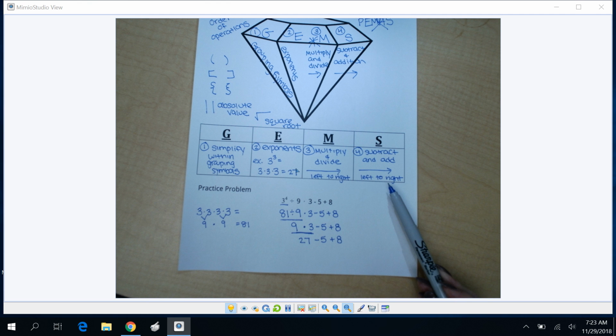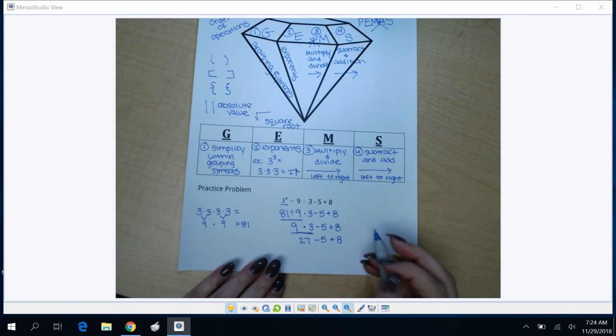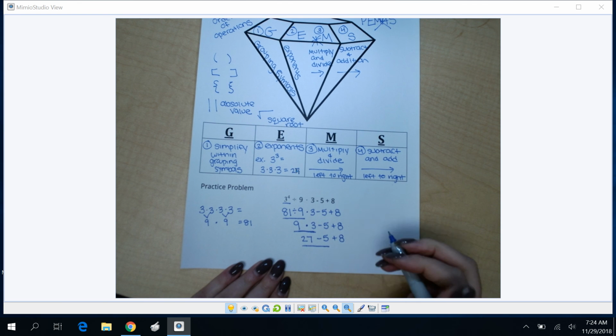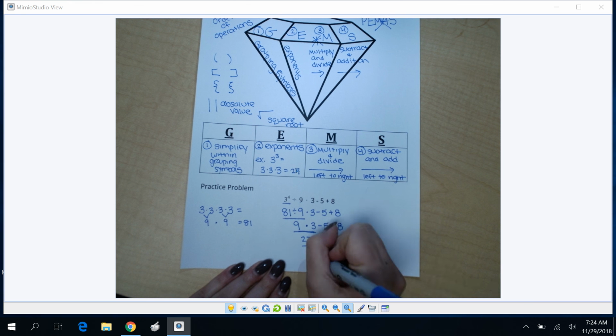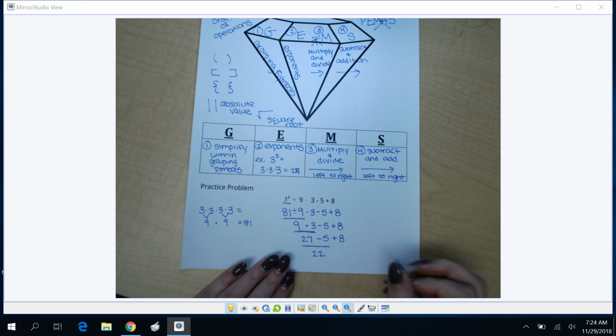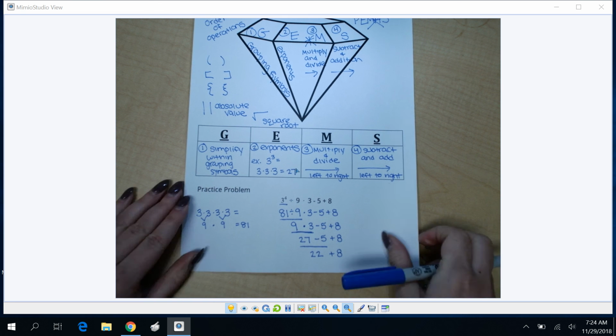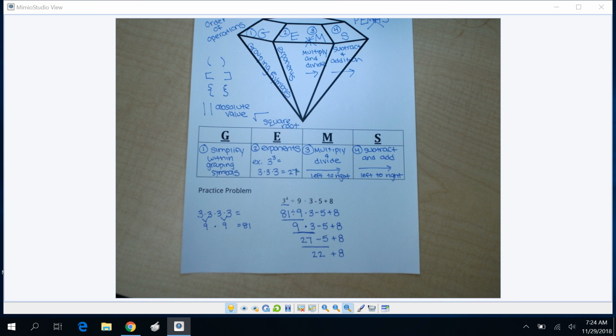So now I'm going to go on to step 4, which is your subtracting and adding step. So same thing, I need to go from left to right. If I look on my farthest to the left, I see a subtraction problem first, so that would be 27 minus 5. So I need to solve that. And 27 minus 5 is equal to 22. So I'm going to write that right underneath it, and then rewrite everything else I haven't solved yet. So plus 8. Okay, so now I'm at my last step, which is 22 plus 8. So I can add that together to get an answer of 30. So 30 would be my answer for this order of operations expression.